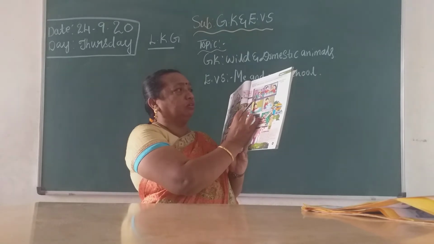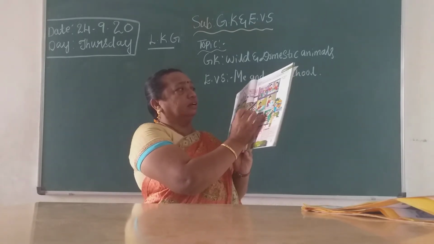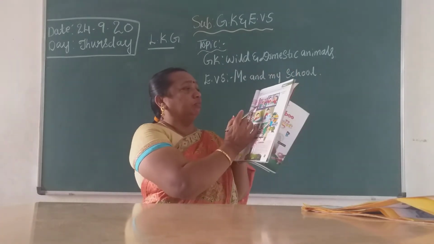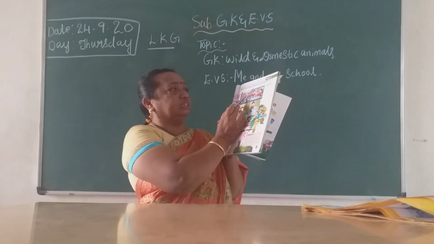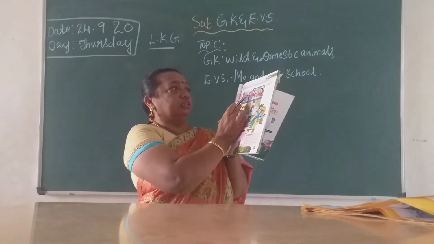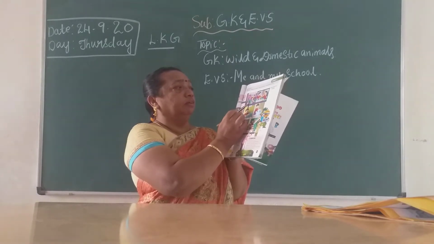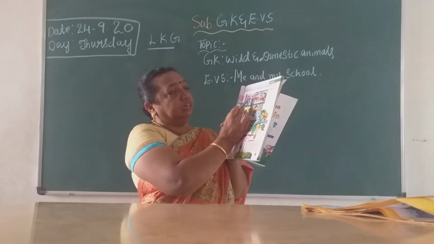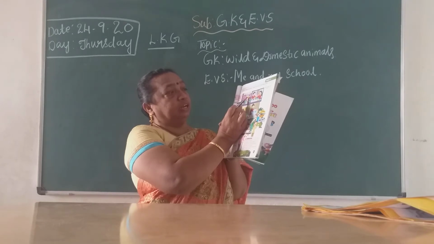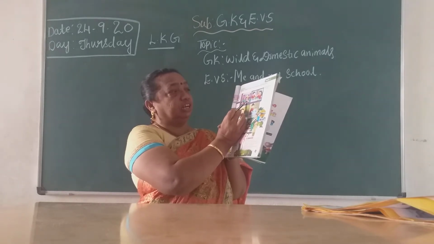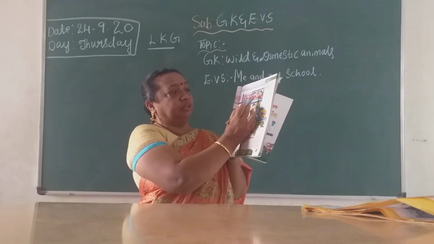Audio-visual room. What are we going to do, children? What are they listening to, children? Music, story, rhymes. Okay, children? We'll go to the audio-visual room. Children can listen to music, story, rhymes. You'll enjoy it, no, children? Okay. Now, come to the next.